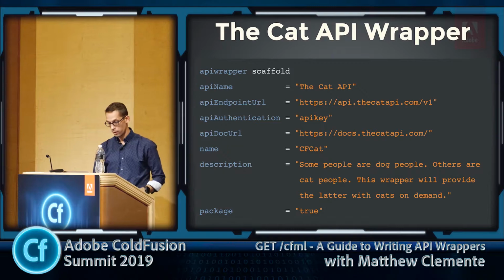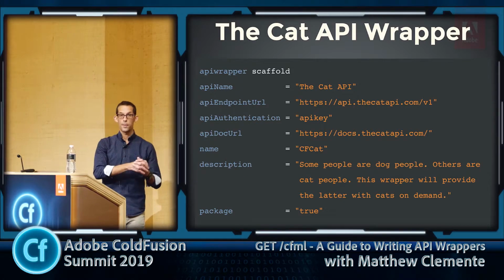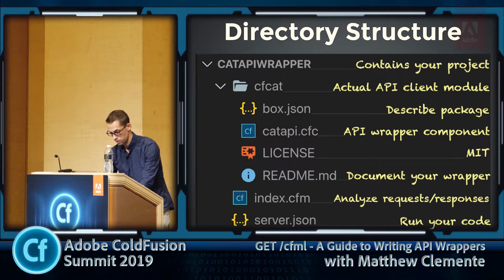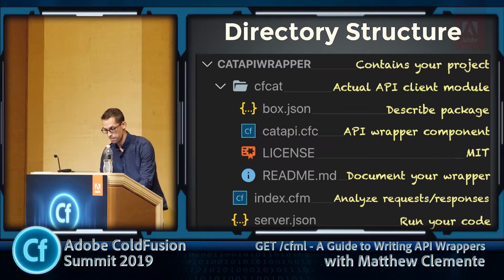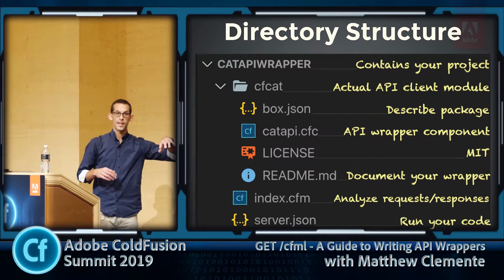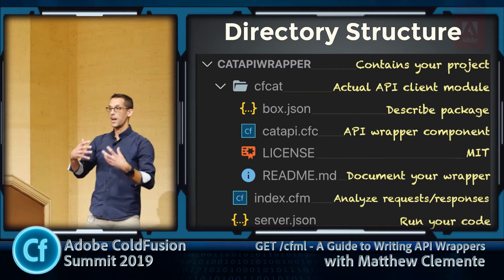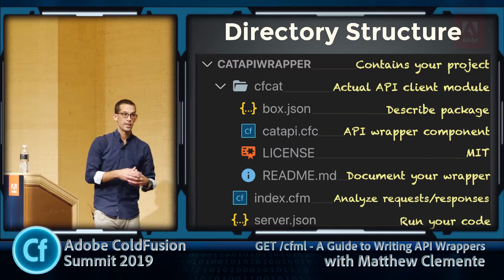Now in the directory here, we have this Cat API wrapper project that we can open up and take a look at. And rather than looking at it in code here, I took a screenshot so it's larger and we can see it. This is what that little command line tool, that little API wrapper tool, put together. This is the structure that I generally use when I'm writing an API wrapper.